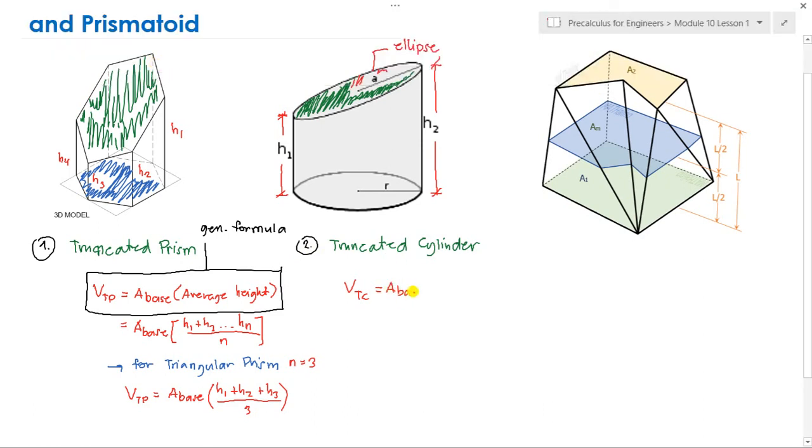That is just the area of its base multiplied by the average height. So, since I have base kay circle with a given radius r, so that is pi r squared, multiplied by its average height. Since the cylinder kay only contains two different heights, the lower and the upper, so we have H1 plus H2 divided by 2. So therefore, mao na iyahang formula. In terms of diameter, that would be pi d squared, height 1 plus height 2, that is over 4 times 2, that is 8. So nasunod ra? Yes, sir. Okay, so let's proceed to the next one.